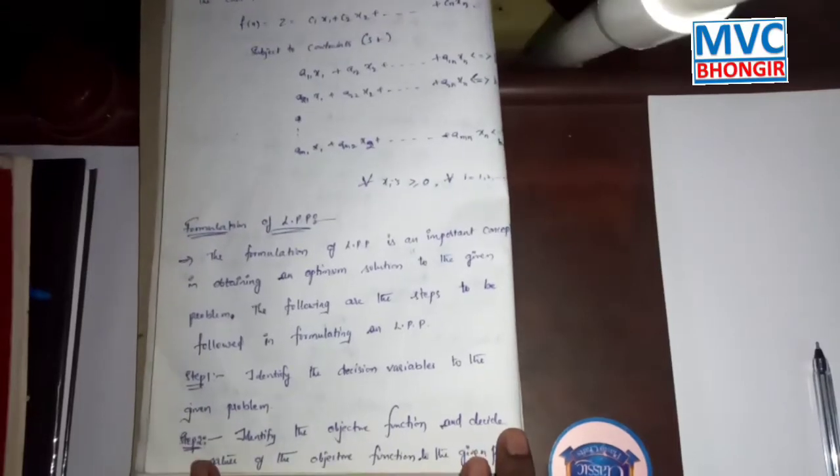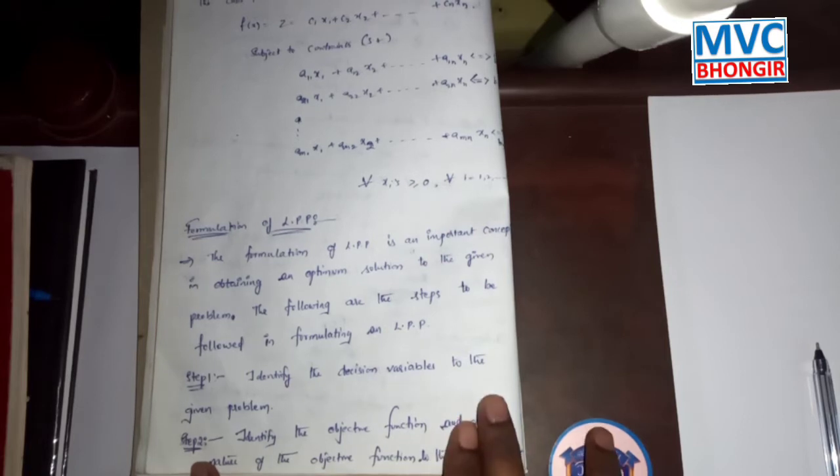Formulation of LPP. The formulation of LPP is an important concept in obtaining an optimum solution to the given problem. The following are the steps. It consists of mainly three steps.